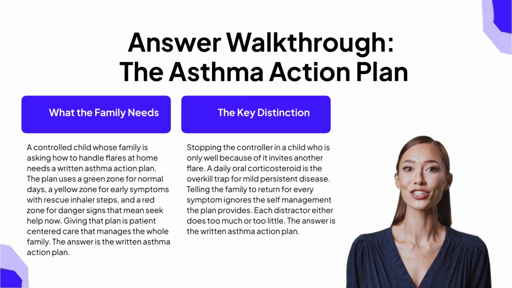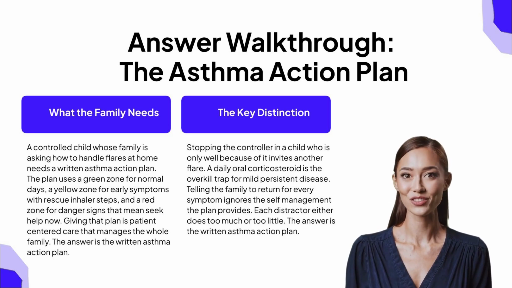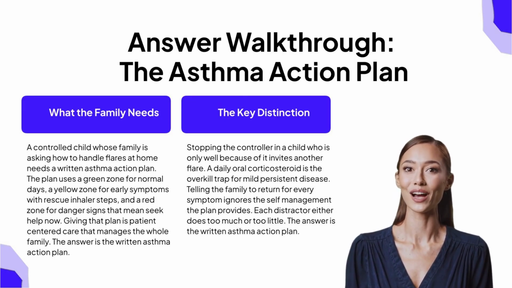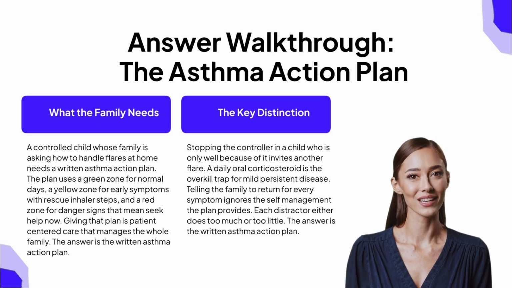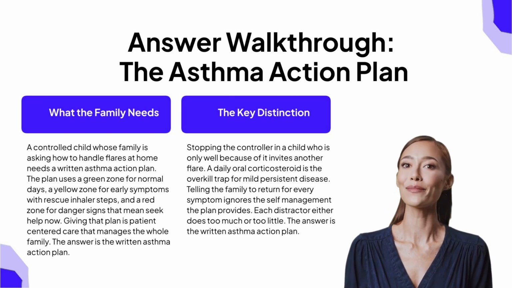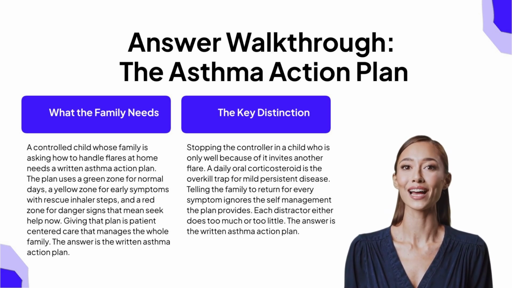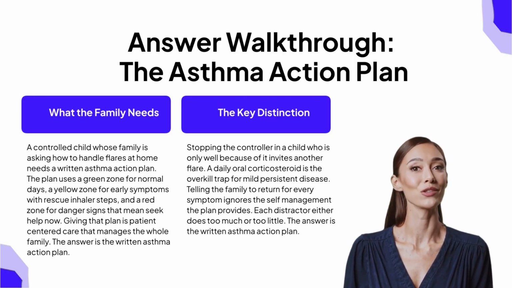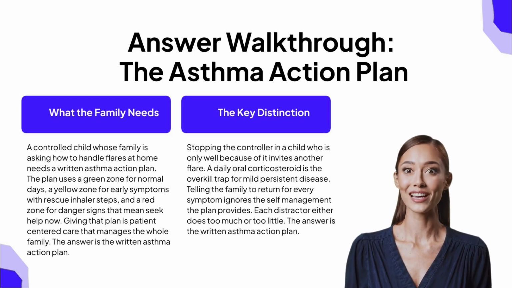Now the key distinction. Stopping the controller in a child who is only well because of it just invites another flare. A daily oral corticosteroid is the overkill trap for mild persistent disease. And telling the family to come in for every symptom ignores the self-management the plan is designed to provide. Each wrong choice either does too much or too little. The answer is the written asthma action plan.